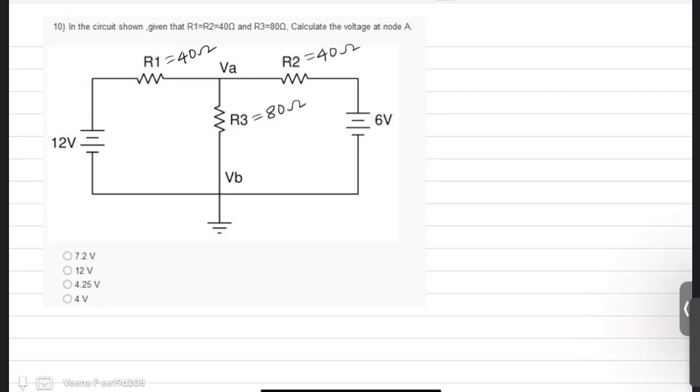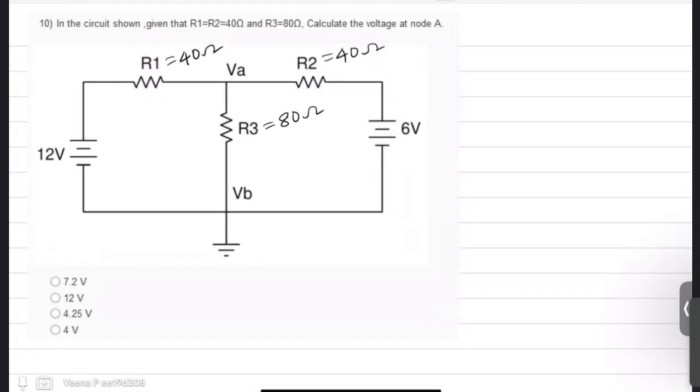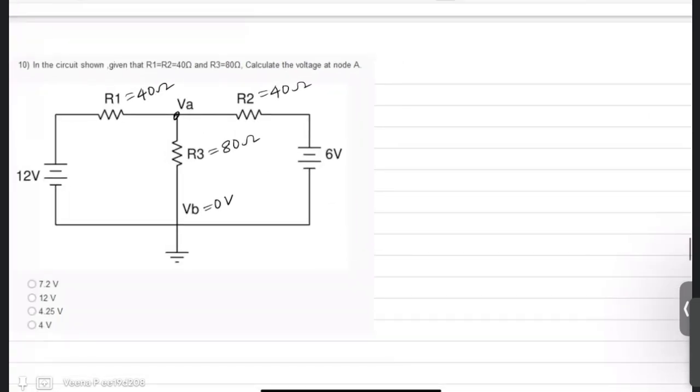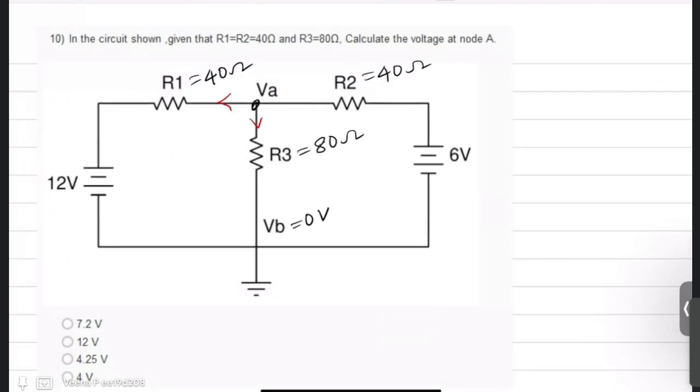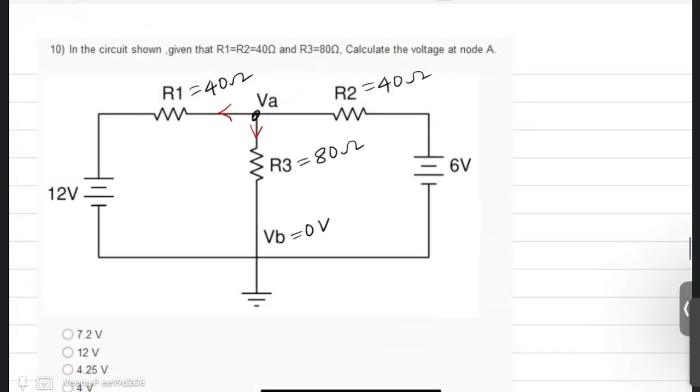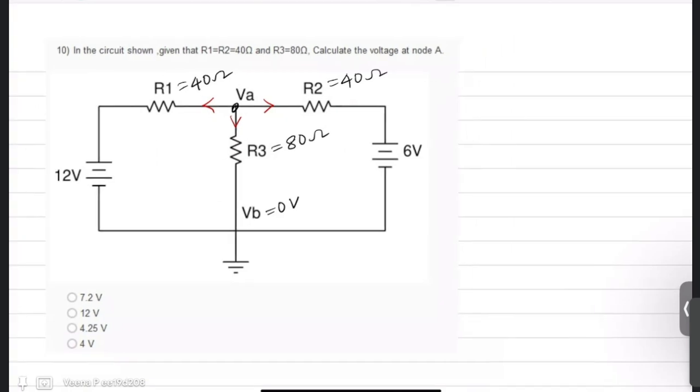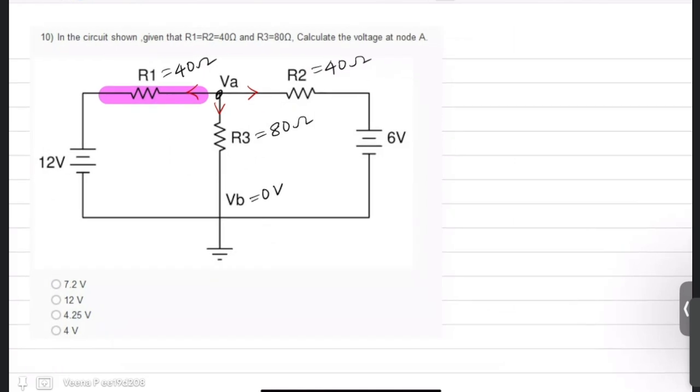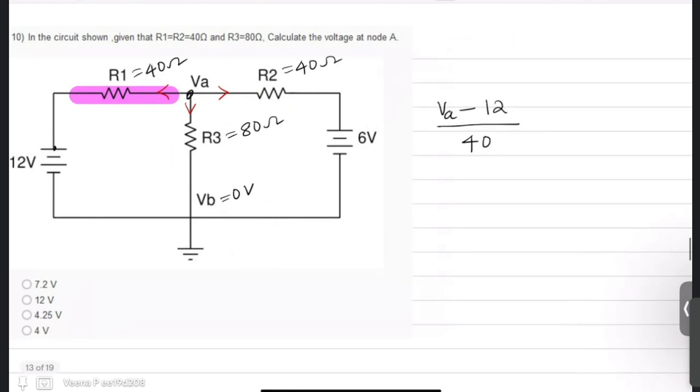It's a very easy question. You can directly apply node equations at this node because you already know VB is 0 volts. So outgoing currents is equal to incoming currents. I am assuming that all currents are outgoing. So the first current, the direction is from VA to 12 volts. Since 12 volts positive is here, the current is VA minus 12 by R1, 40, plus all currents are outgoing. So sum of outgoing currents is 0 ampere, which is the Kirchhoff's law.